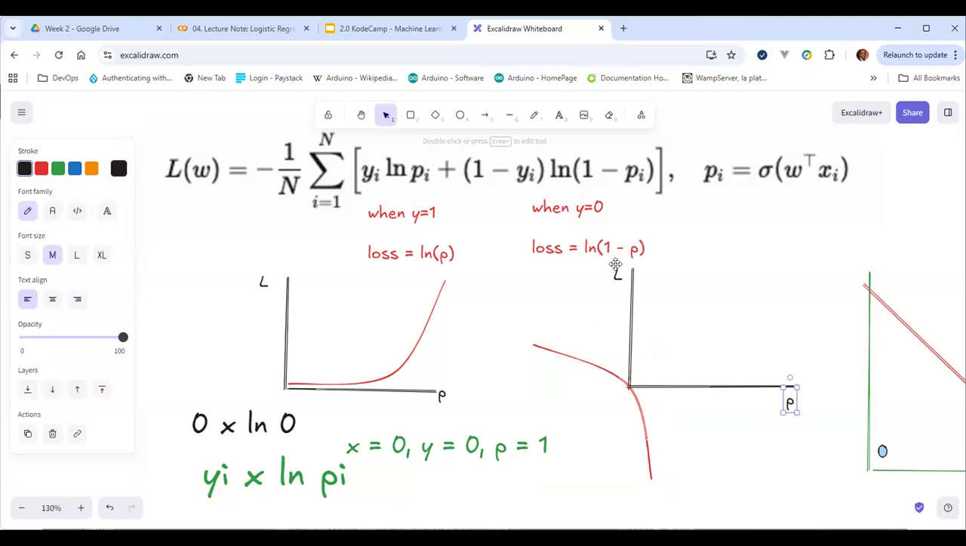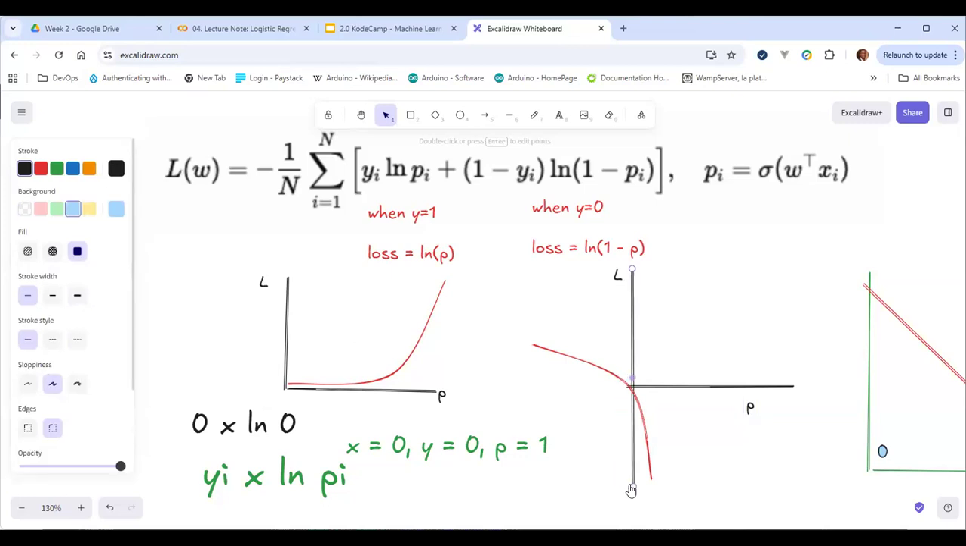Again, remember this is when y is 0. When y is 0, you want your p to be close to 0 right here. So when p is close to 0, according to this graph, the value of L, sorry, which is the loss, is going to be 0. But when p begins to go positive and increase, you can see that this begins to go down. And that's why this is called a negative log likelihood, because it actually goes in the negative direction. The value of the loss goes negative, becomes very big, right? And that's why you need this negative sign here.